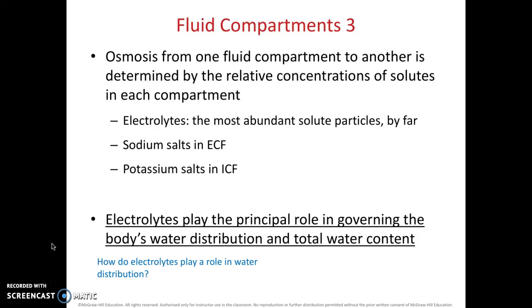So osmosis from one fluid compartment to another is determined by the relative concentrations of solutes. That means that if there's a difference in the concentrations of solutes, then osmosis is going to try to make that equal. This is mostly because of electrolytes. These are the main solutes that are within the fluid. Electrolytes are the most abundant solute particles by far, and this is mostly sodium salts in the extracellular fluid and potassium salts in intracellular fluid.